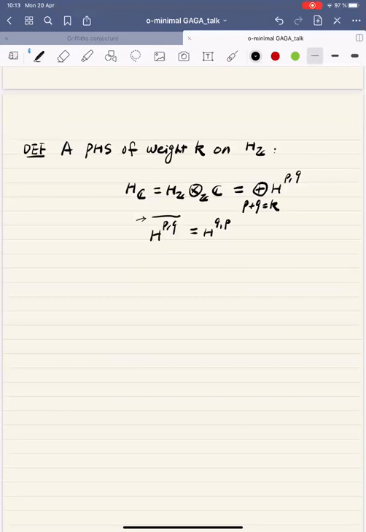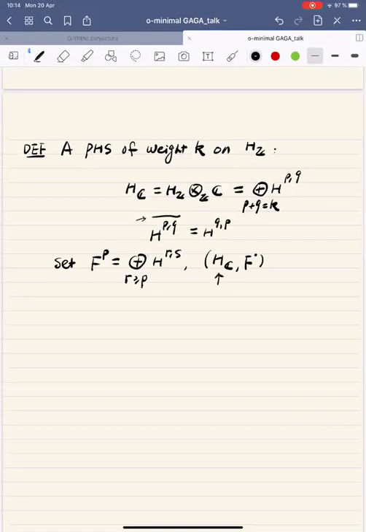And if we set F^p to be the direct sum of H^(r,s), where the direct sum is taken over r greater than or equal to p, now we get a decreasing filtration on the base H_C, right, and this filtration satisfies that F^p plus the conjugate of F^(k+1-p) is the whole space.